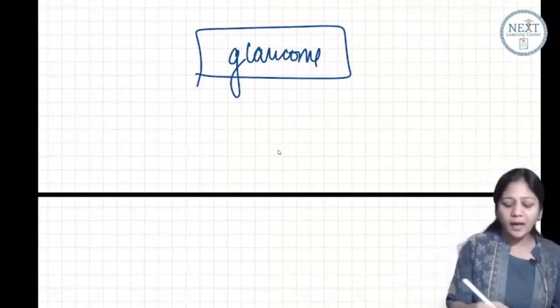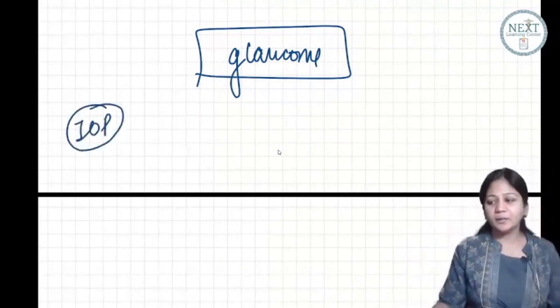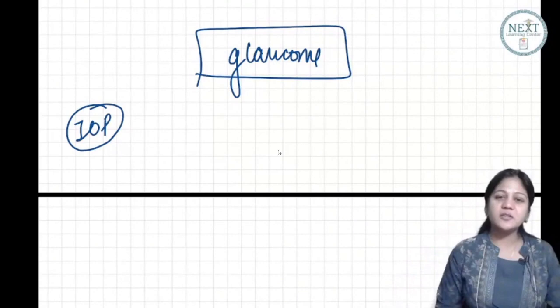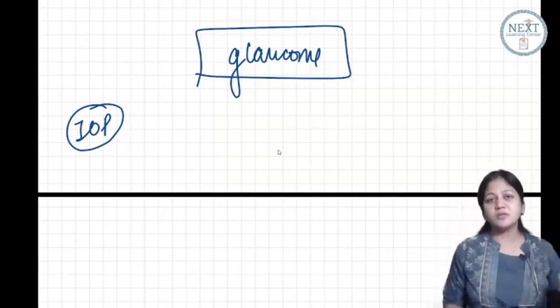Now why do you have an intraocular pressure? Why do you have a pressure in the eye? It's because of the fluids in the eye. We have aqueous humor and vitreous humor. We have two fluids in the eye.